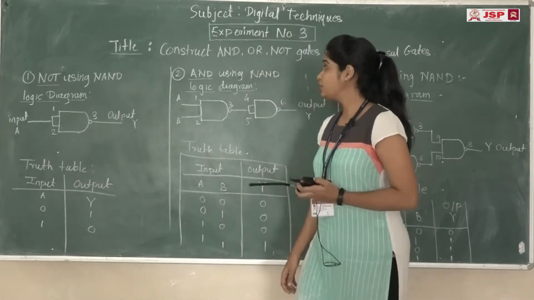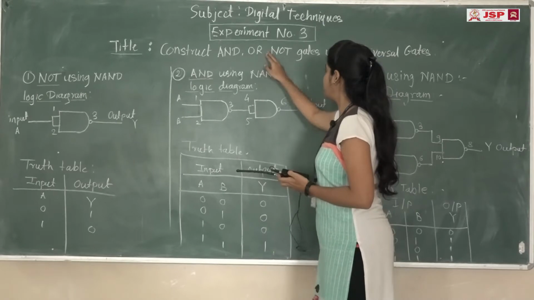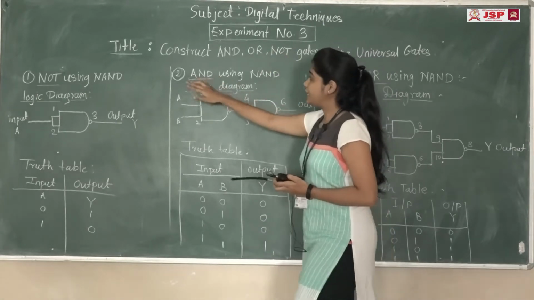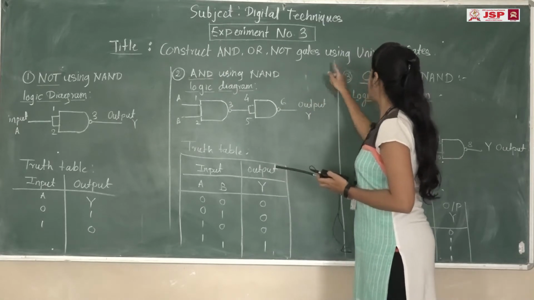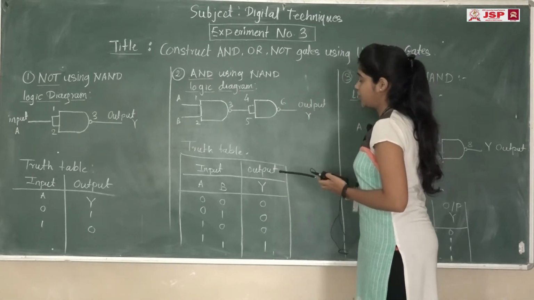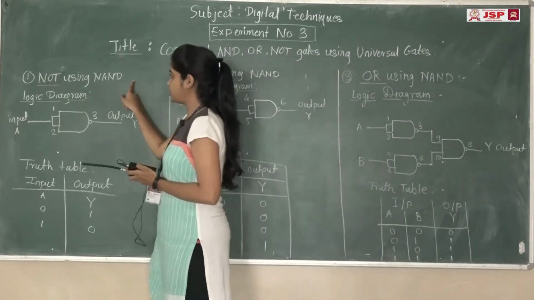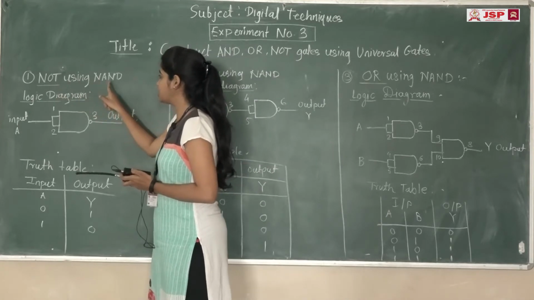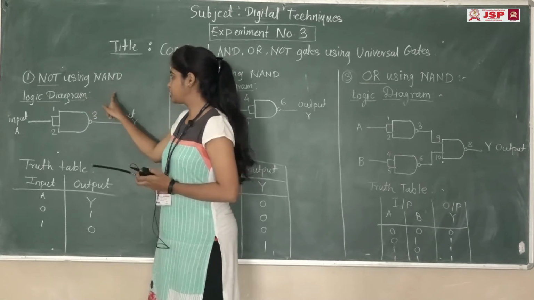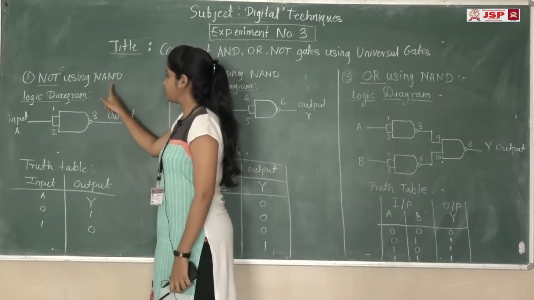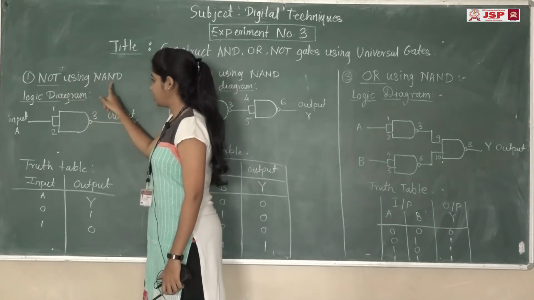Now today we are going to discuss experiment number 3. The title of the experiment is construct AND, OR, NOT gate using universal gate. First we are going to discuss the NOT gate using the NAND gate. Basically, the NAND gate is used as a universal gate. First we are going to design the NOT gate using NAND gate.